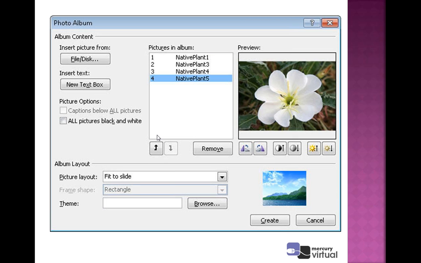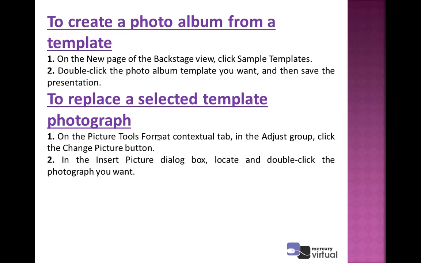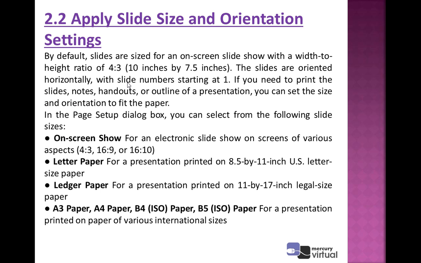In 2.1 we studied how to create the photo album. A photo album is nothing but a collection of different photographs. This is the Photo Album dialog box. We can add or remove the photographs in the Photo Album dialog box. How to create? Simply go to the new page, click on the sample templates. When you double click on the sample templates, multiple photographs are available and you can access any type of photograph that you need for the presentation.